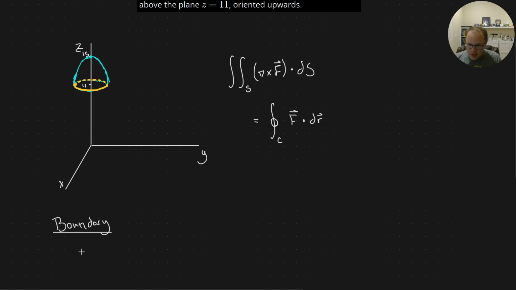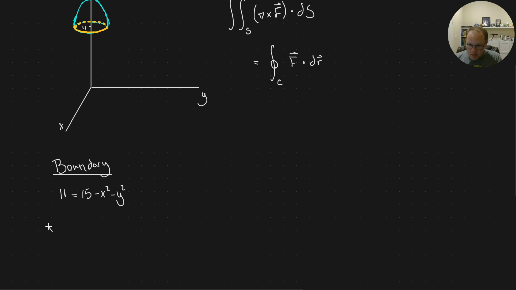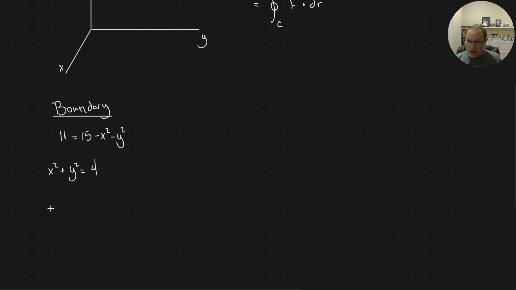So the paraboloid is 15 minus x squared minus y squared, and we're looking at the boundary when z is equal to 11. So if I move the x squared and the y squared to the left-hand side of the equation, the 11 to the right-hand side, we see we get a circle of radius 4. And so I can parameterize that. I'm sorry, a circle of radius 2. I could parameterize that with x equals 2 cosine t, y equals 2 sine t. We've parameterized circles lots of times before.